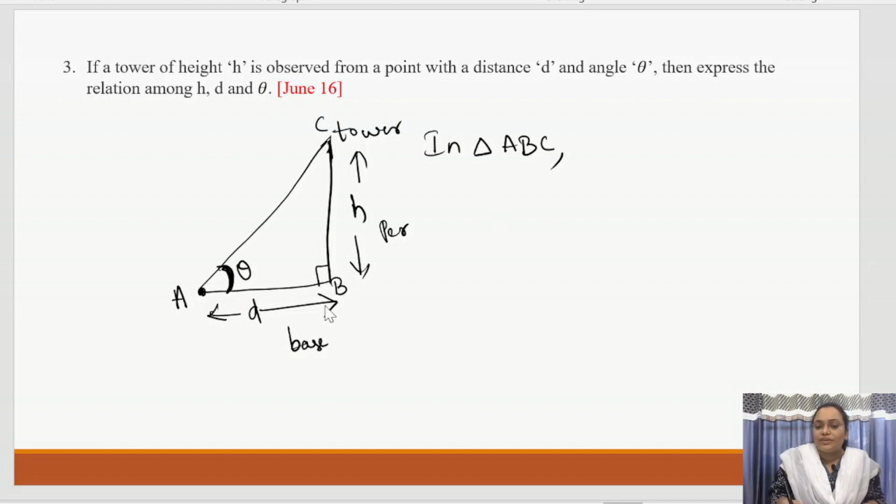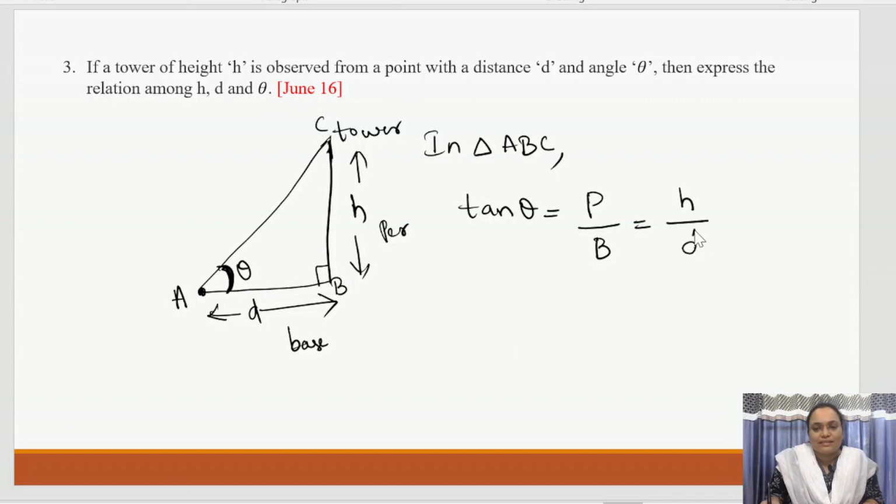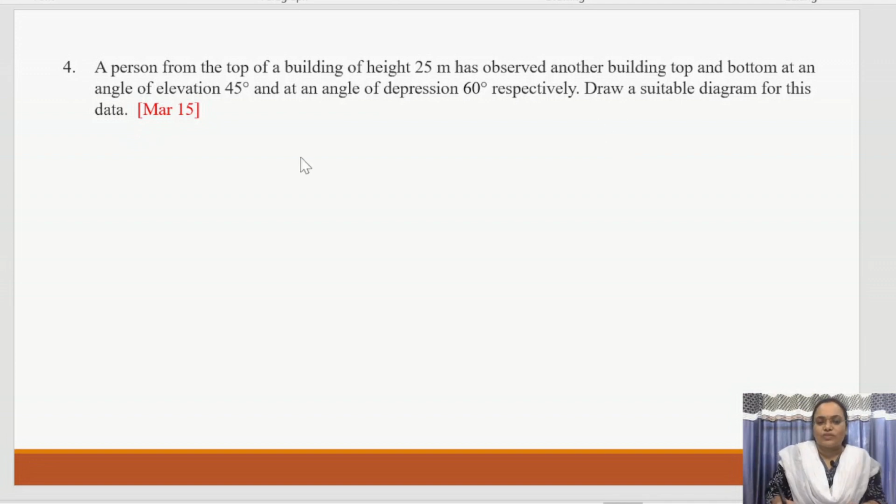So in triangle ABC, I can apply tan theta is equal to P by D, perpendicular by base. What is P? P is H, and base is D. So tan theta is equal to H by D. This is the relation. Let us see the next question.